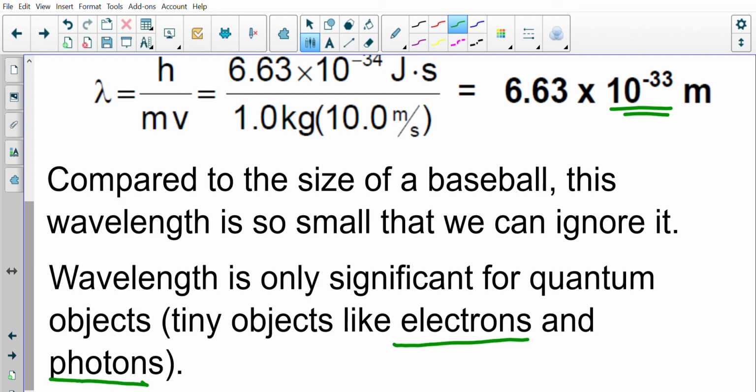So we would say electrons have wave-particle duality, and photons also have wave-particle duality. What that means is light behaves like a wave, but it also behaves like a particle. It's both at the same time. It's not one or the other. And that's where we'll stop.